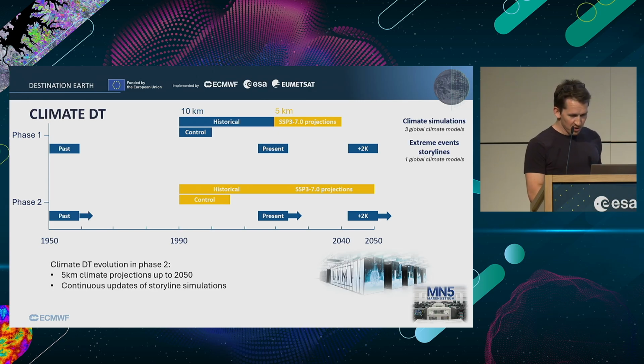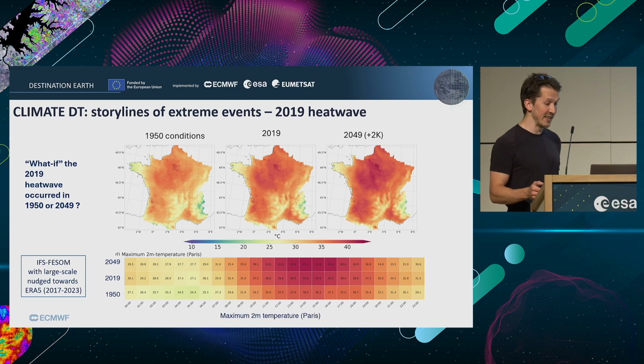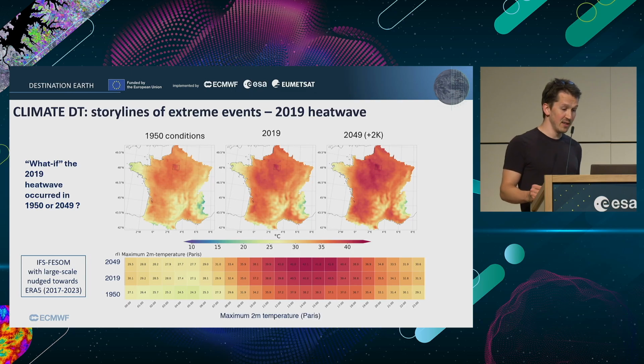Now I want to take you to a small example on what we can do with the storyline simulations. So what I'm picking here is the 2019 heat wave in Central Europe. And what you see in the panel in the middle is how it looked like in present day. So you can see that, especially in France and mostly in the Paris region, very high maximum temperatures were observed.